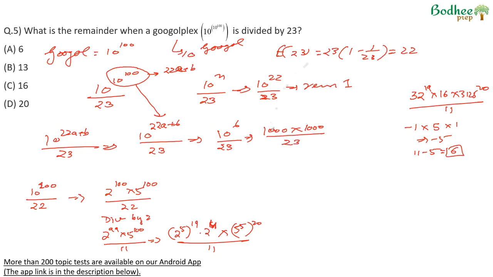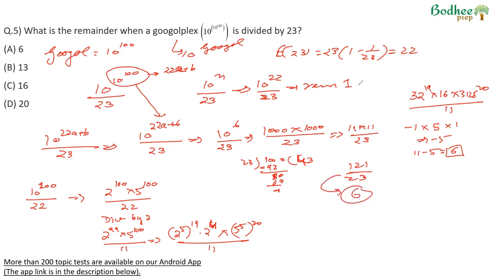Multiple of 1000, or if we divide 1000 by 23, 4 twenties are 92, minus 603, 80 minus 69, 11. The remainder here will be 11 into 11 by 23, which is 121 by 23. Multiple of 92, 115. 23 into 5 will be 115. So the remainder from here will be a total of 6. Hence the answer becomes 6.